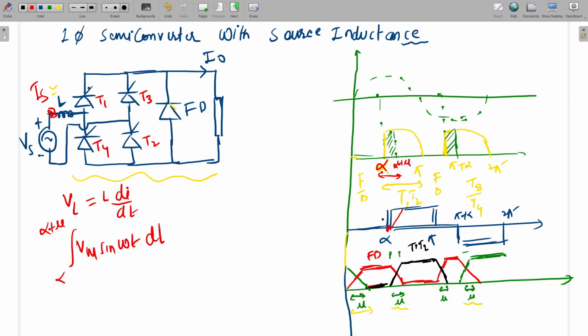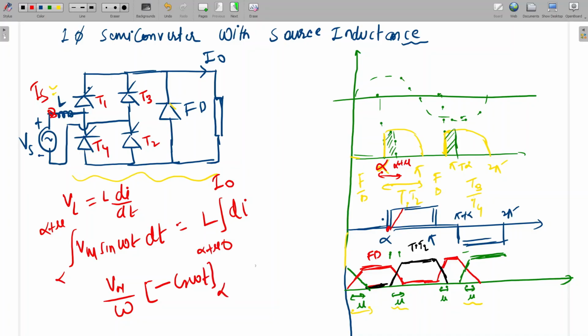Integral of Vm sin omega t dt should be equal to L into the integral of di, with i going from 0 to I naught. So it will be Vm upon omega into minus cos omega t from alpha to alpha plus mu, and here it will be L into I naught.